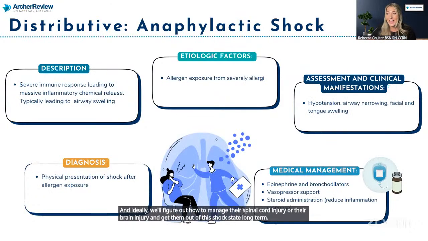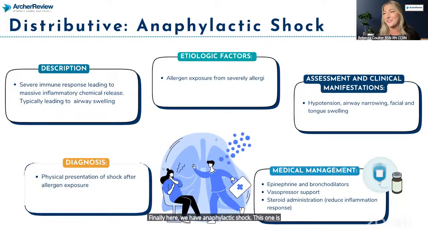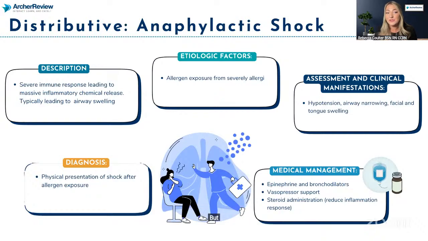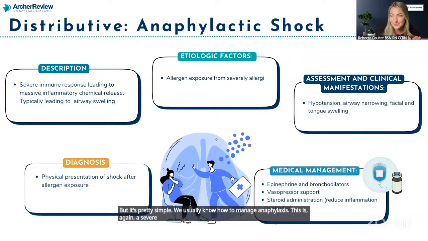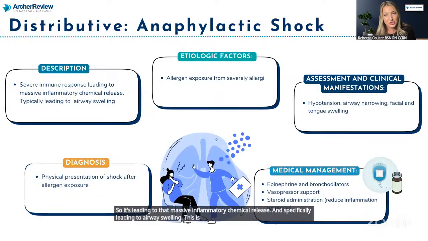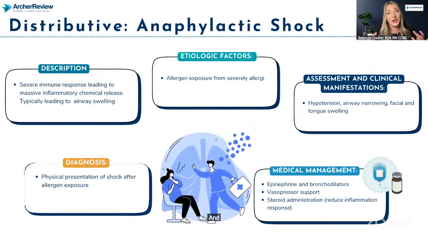Finally, here we have anaphylactic shock. This one is probably my least favorite state of shock. It definitely counts as a state of shock, but the treatments are just different than others. But it's pretty simple. We usually know how to manage anaphylaxis. This is again a severe immune response, kind of like septic shock. So it's leading to that massive inflammatory chemical release, and specifically leading to airway swelling. This is from allergen exposure to a specific allergy that your client has, and it's a severe allergen response.